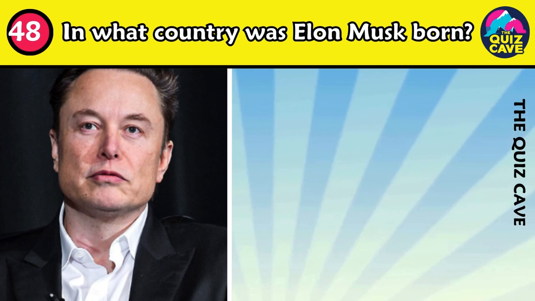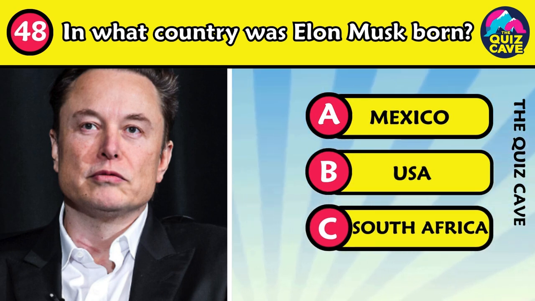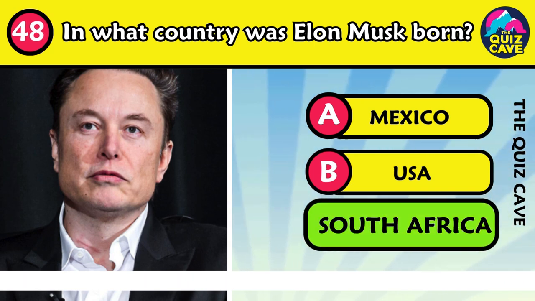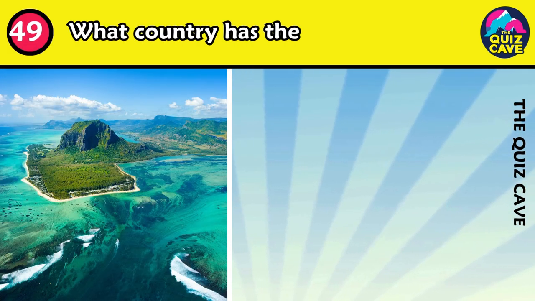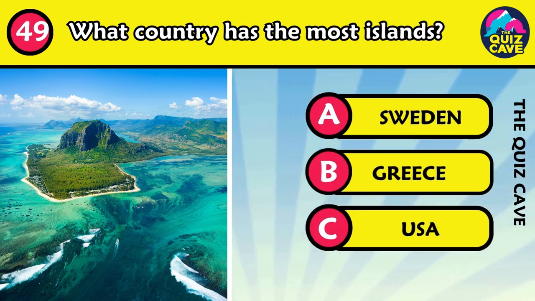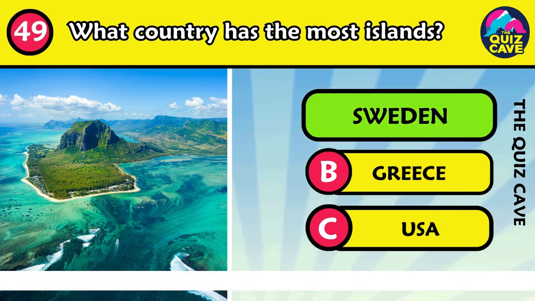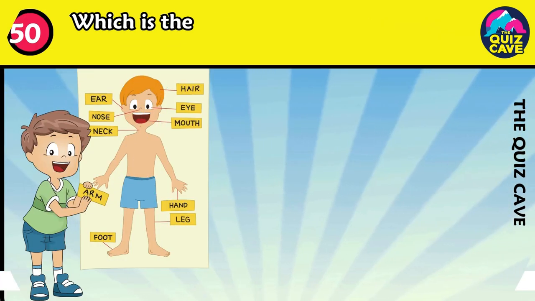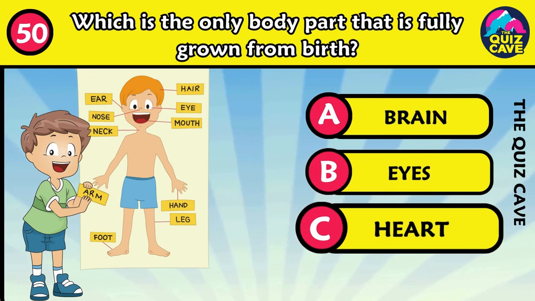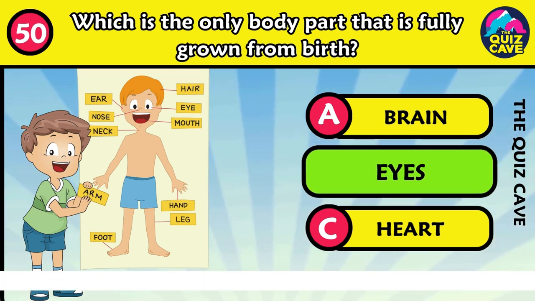In what country was Elon Musk born? South Africa. Which country has the most islands? Sweden. Which is the only body part that is fully grown from birth? Eyes.